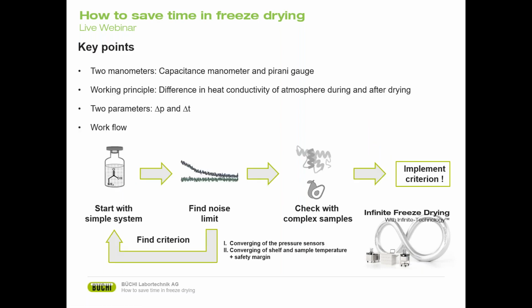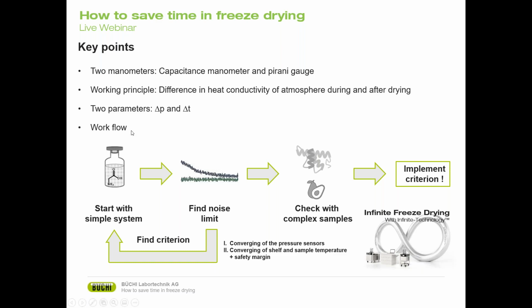Okay, so now we're almost at the end, just some key points. Comparative pressure measurement uses two manometers, a capacitance manometer and a Pirani gauge. The working principle is the difference in the heat conductivity of the surrounding gas during primary drying and then once the sample is dry. There are two parameters we need to think about: the pressure limit and the waiting period.